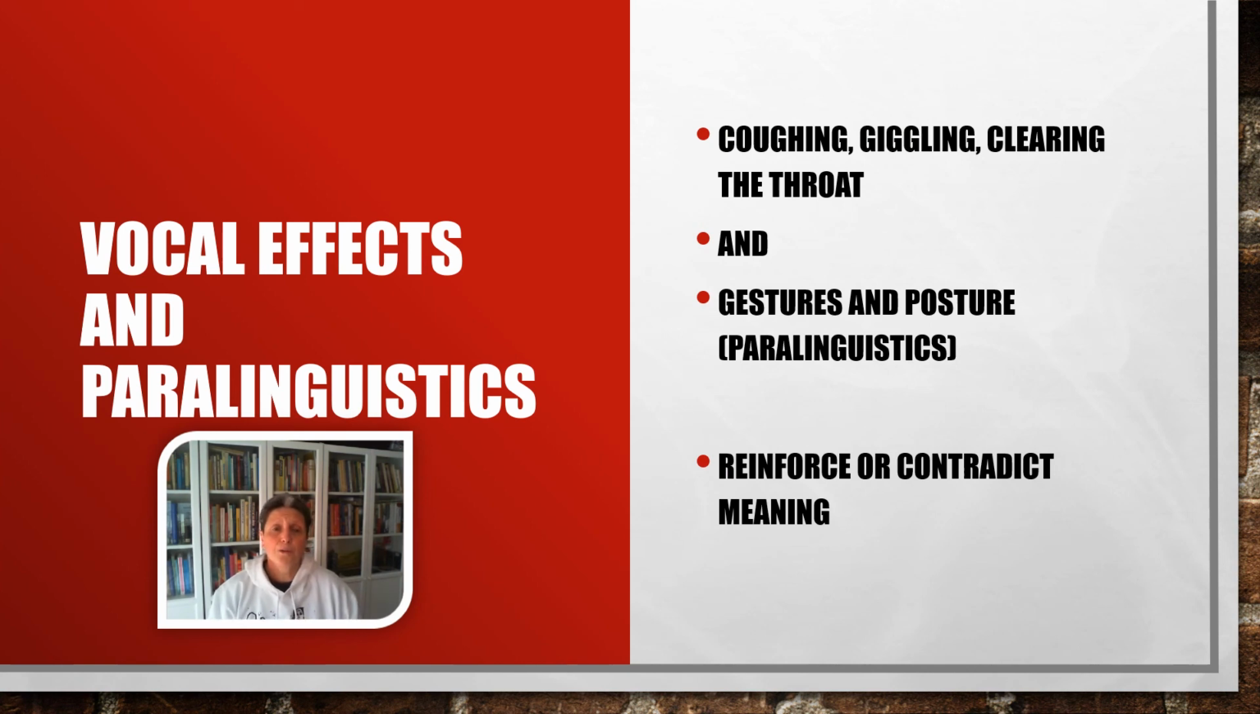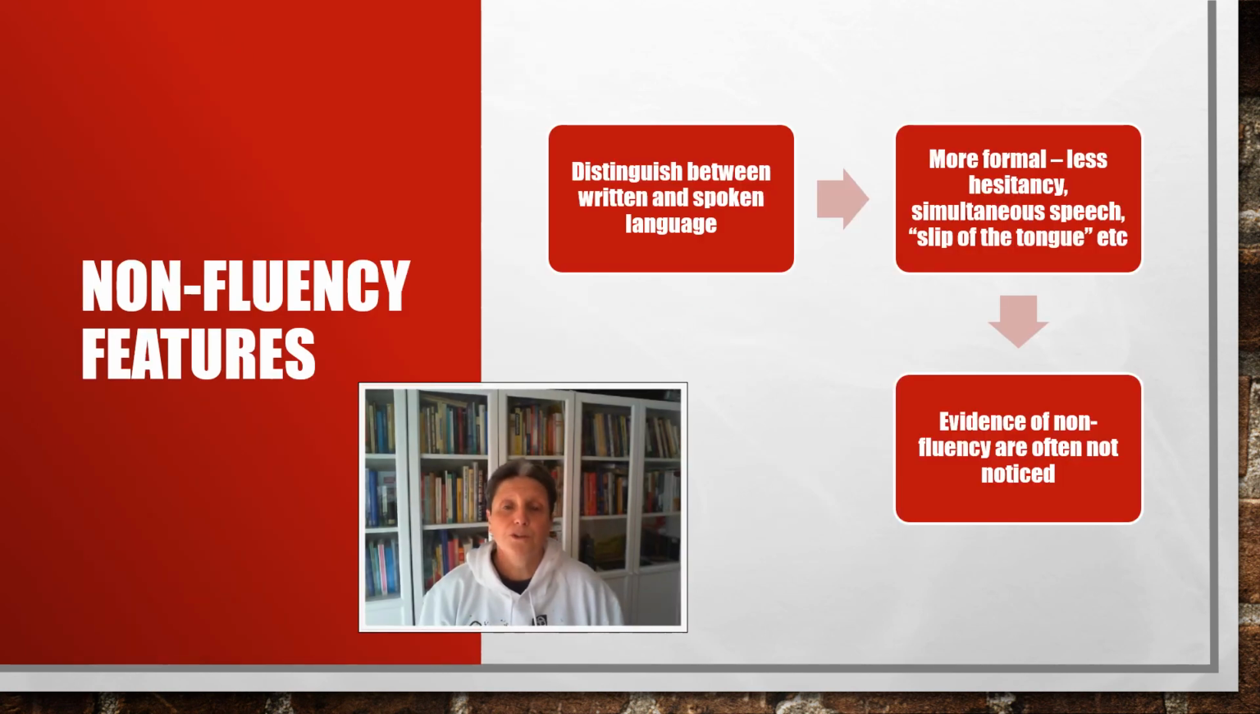What I wanted to also talk about though is vocal effects and paralinguistics. These two are part of spoken speech. There's coughing, giggling, throat clearing, gestures and posture. They're the paralinguistics, facial expressions. They are used in two ways. They either reinforce or contradict meaning. So you also need to comment on those and what they're doing. How are they helping or hindering the listener or the audience? How are they being used? Are they unintentional?